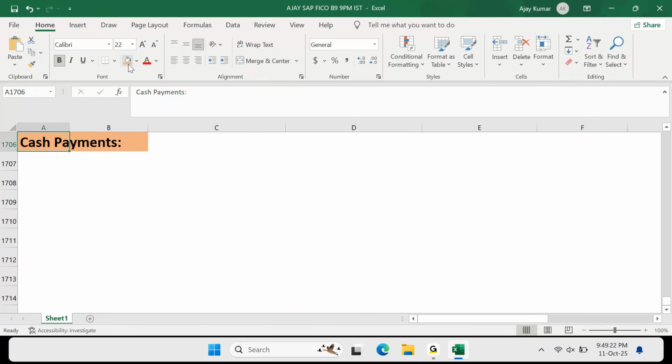For example, I have purchased for 1,000 rupees. Now in my pocket, I have only 100 rupee notes. How many notes do I need to give if I purchase for 1,000 rupees? To make 1,000 rupees, how many 100 rupee notes do I need to give? 10 notes, right? I need to give 10 notes.